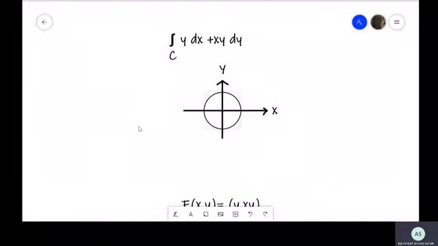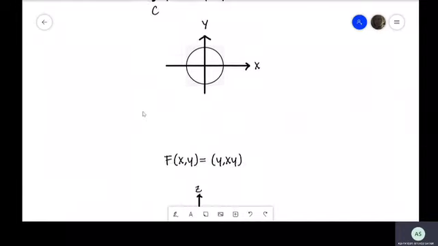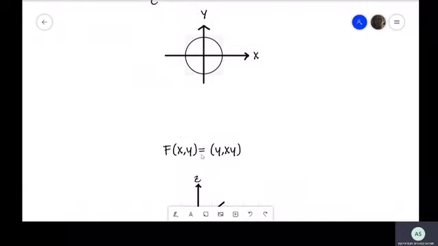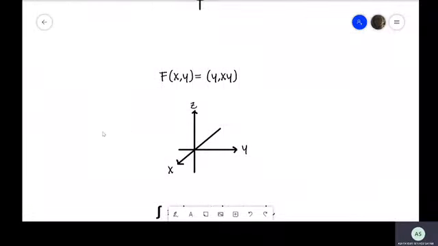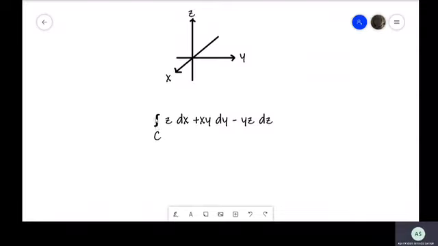Second, Green's theorem can be used only for vector fields in two dimensions, such as F(x,y) = (y, xy). It cannot be used for vector fields in three dimensions, (x,y,z). So don't bother with Green's theorem if you are given an integral like this one: the integral over C of z dx plus xy dy minus yz dz. Why? Because this equation is three-dimensional, even if C is a closed path.